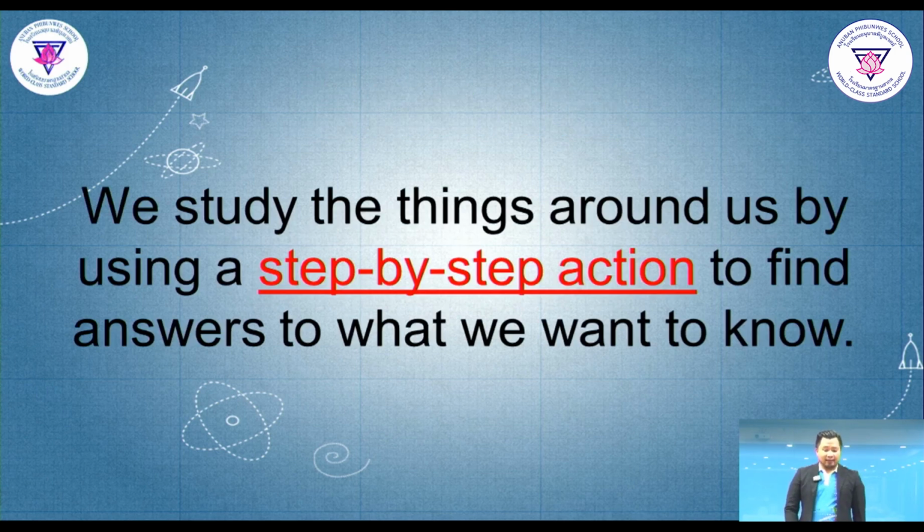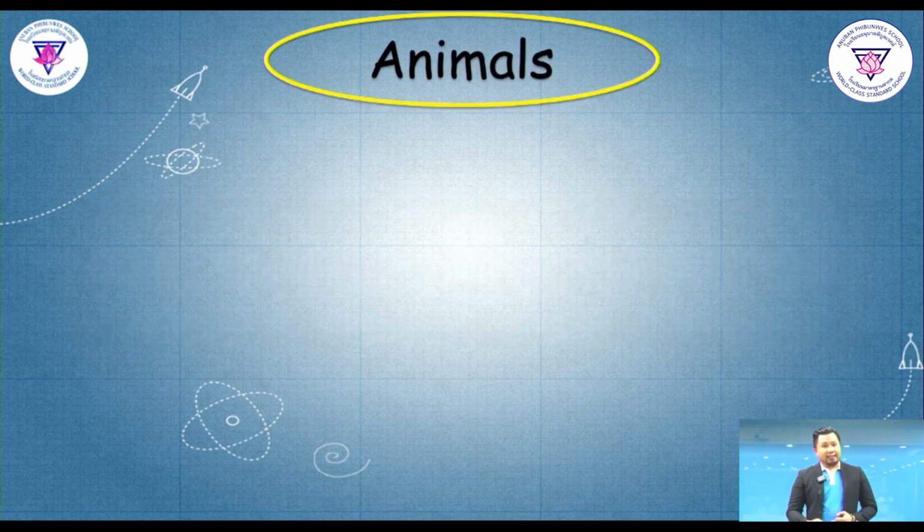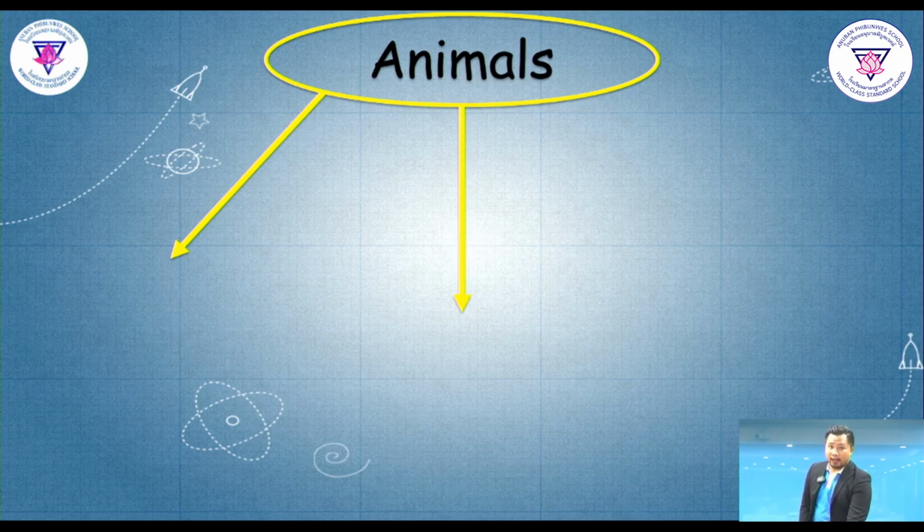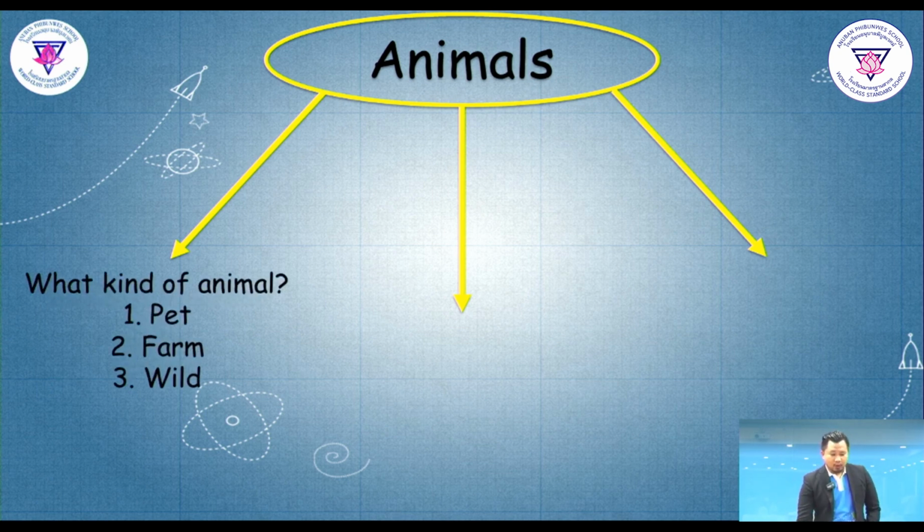Meaning to say, we study the things around us by using step-by-step actions to find answers to what we want to know. First, I give an example. We have animals. In this animal, we have steps. I give you step 1, step 2, and step 3. In step 1, we have the question, what kind of animal? There are 3 types: pet animals, farm animals, or wild animals.